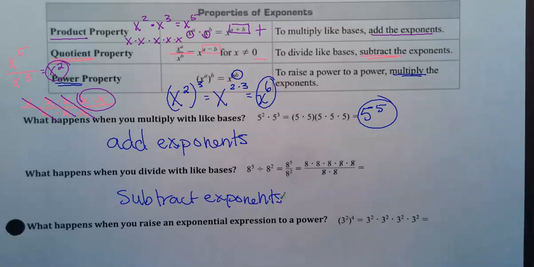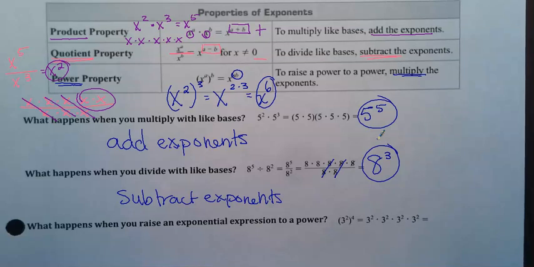All right, so this one, what would you do? Notice it's division, so we could cancel here, and we're left with, what's our answer? 8 to the 5th? It'd be 8 to the third power. Okay, it's 8 to the 3rd after we subtract our exponents.